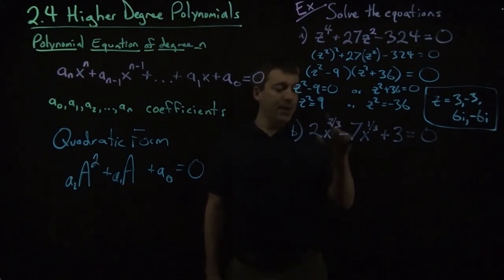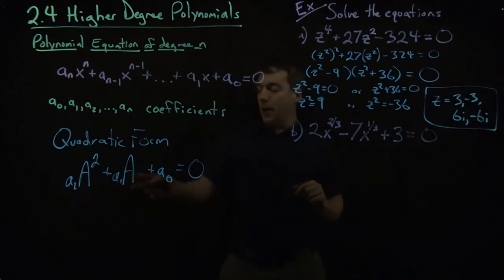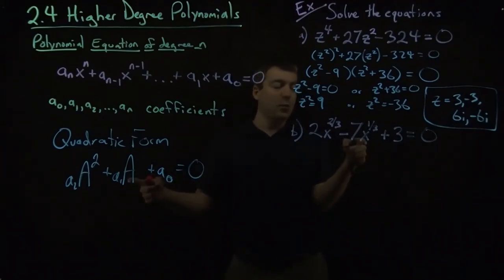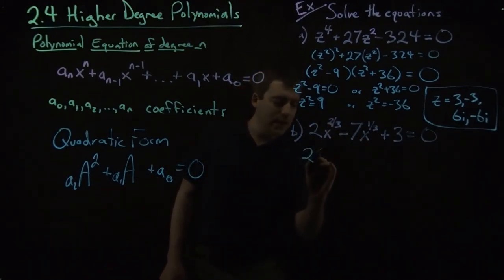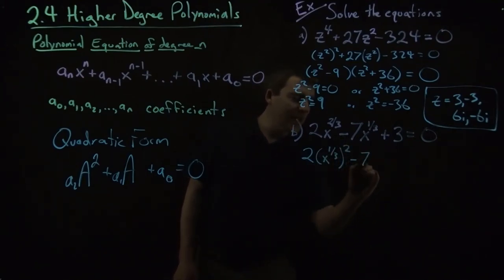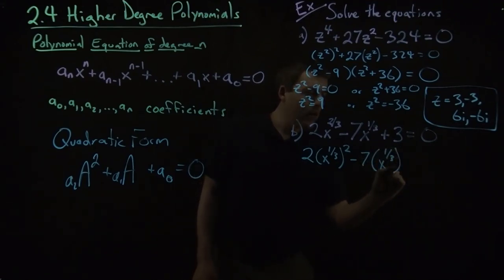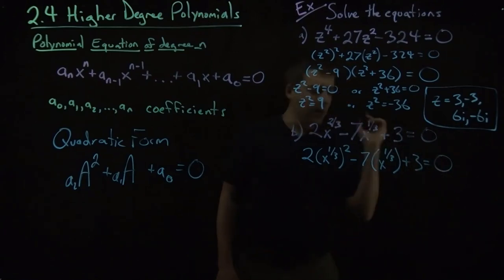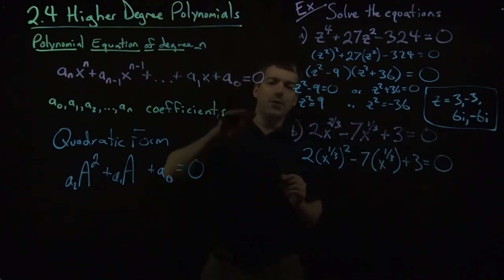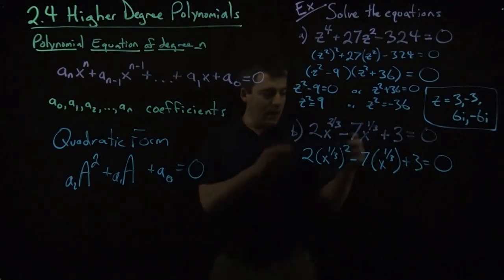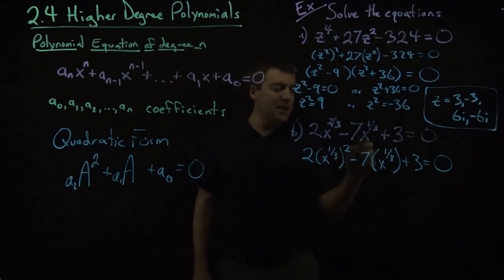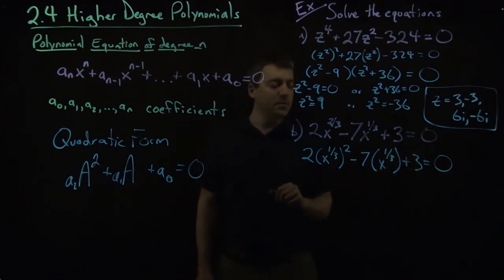This is in the quadratic form, and we can treat the a as this cube root of x. So let me rewrite it in that form. We'll have 2 times x to the 1/3 raised to the second power minus 7 times x to the 1/3 plus 3 equals 0. Now you should be able to see, this is x to the 1/3, and then the a here. Now it fits that quadratic form: 2 something squared minus 7 times something plus 3 equals 0.